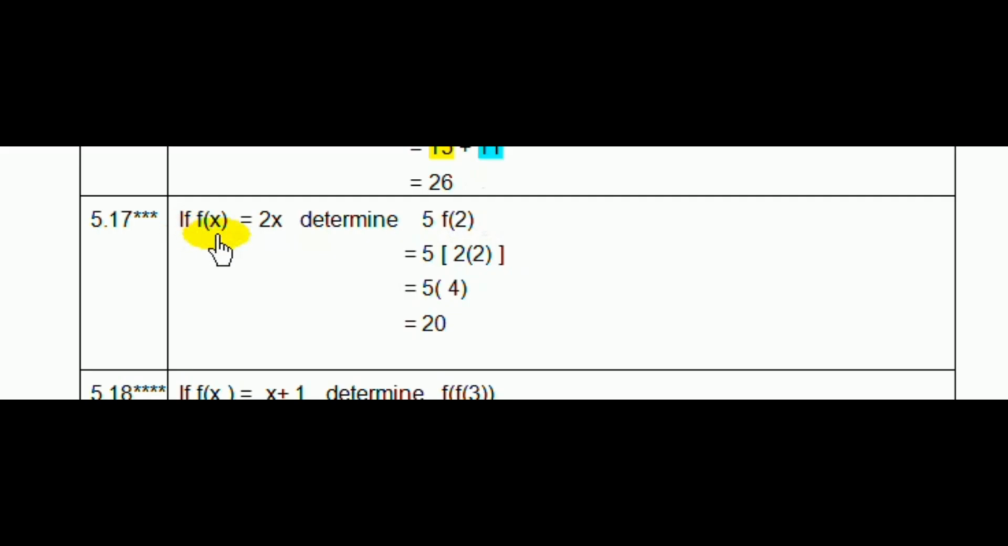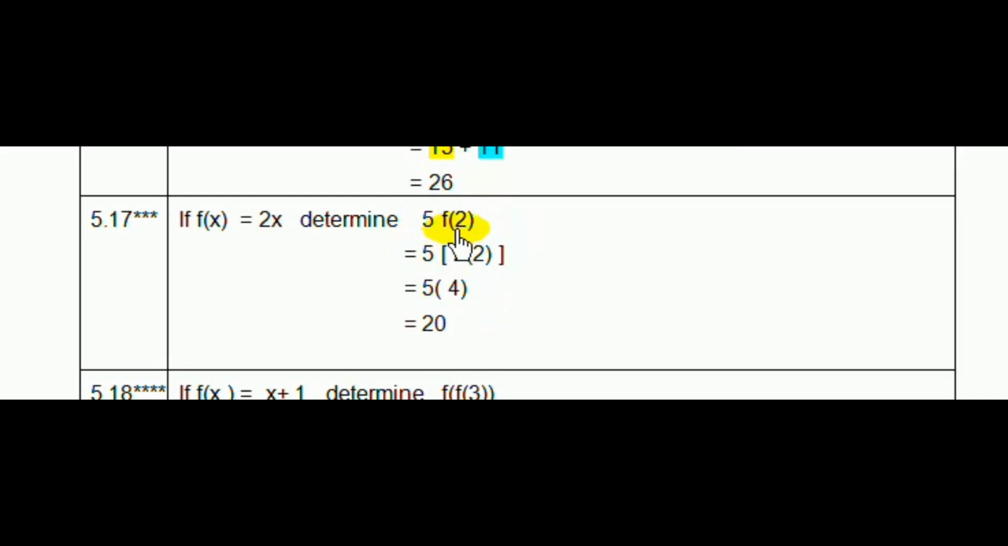So there's f(x). The x becomes a 2. 2 times 2 will be 4. So that question becomes 5 times the answer of that. The answer of that is 4, so your total answer will be 20. 5 times f of 2.